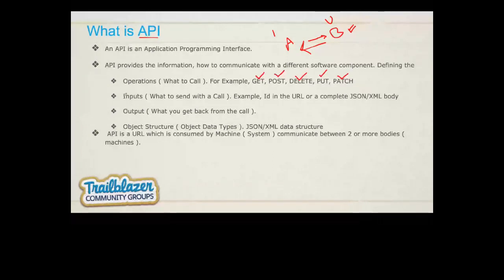Then inputs. The API may or may not accept inputs. If you are using a GET method, you can send inputs, though sometimes you don't need to. For example, you may want to send the ID in the URL parameters, or you may want to send a complete JSON or XML body. That is what we call input.